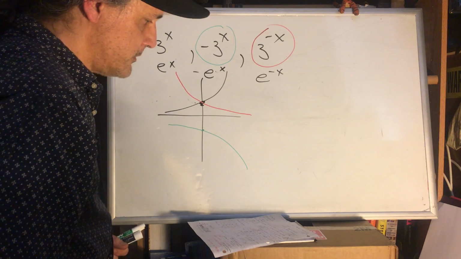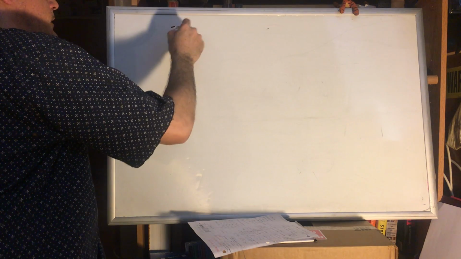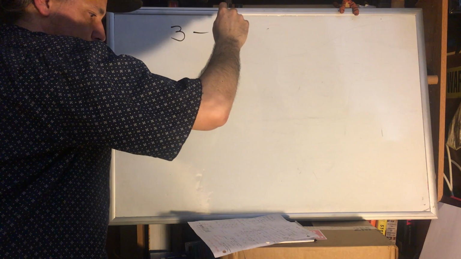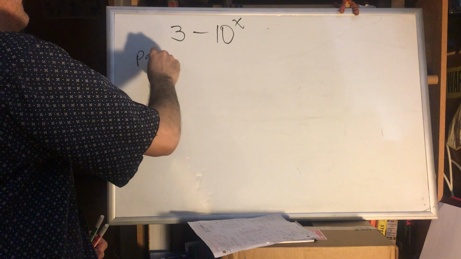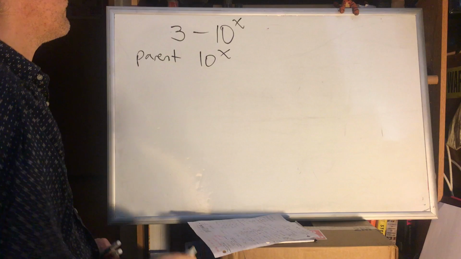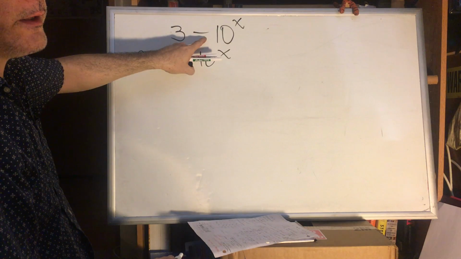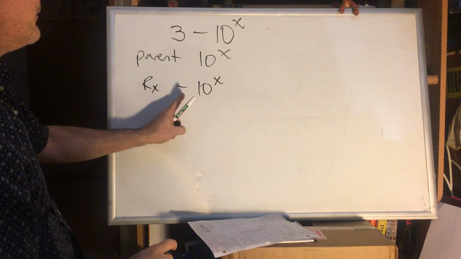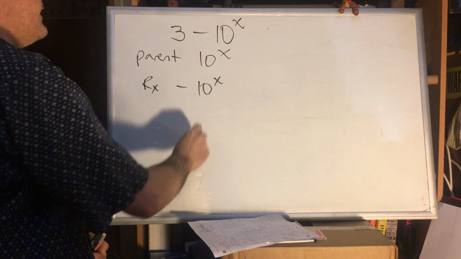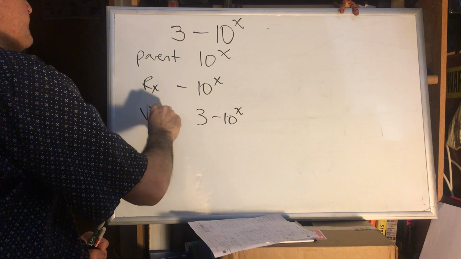All right, now what if we had some different kind of transformations? What if we had 3 minus 10 to the x? Okay, well, what's the parent? Well, the parent is 10 to the x. And then it looks like we're multiplying by a negative, so this would be a reflection across the x, and then we're changing the sign of the y. And here we're adding 3, so that's going to be a vertical translation up 3.